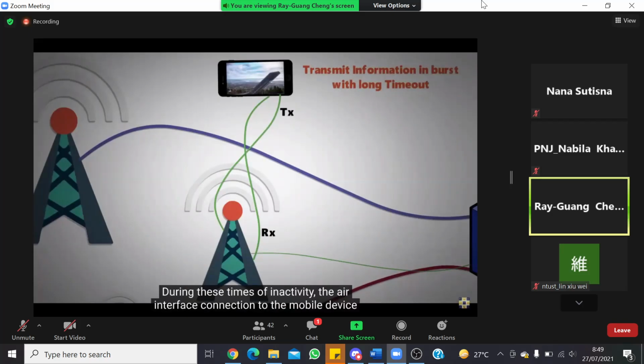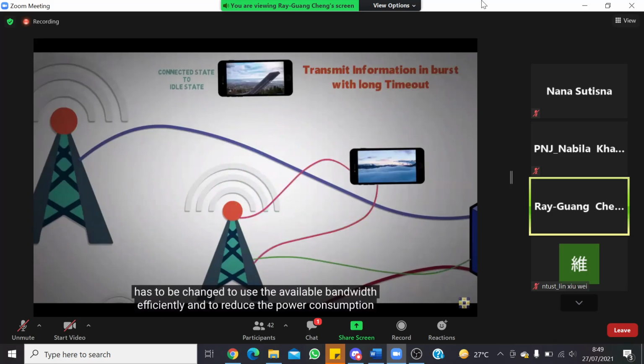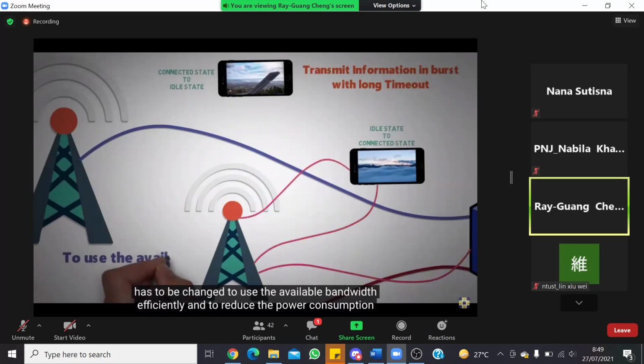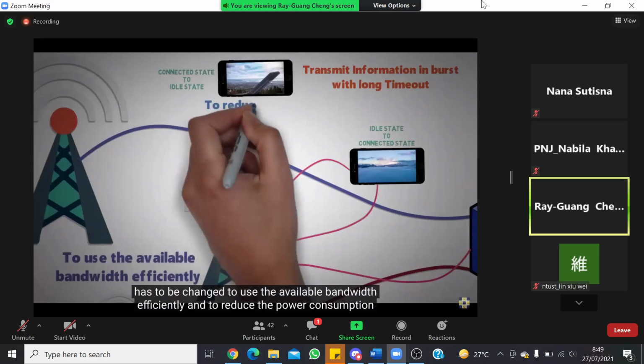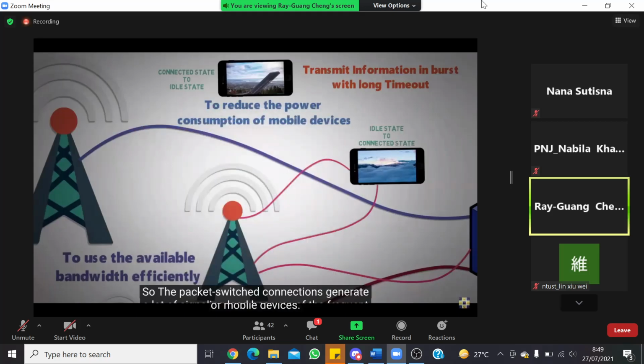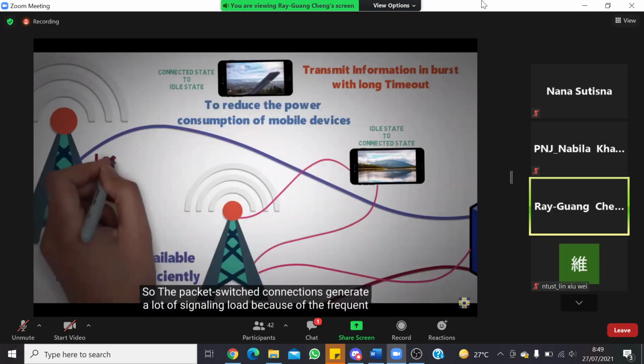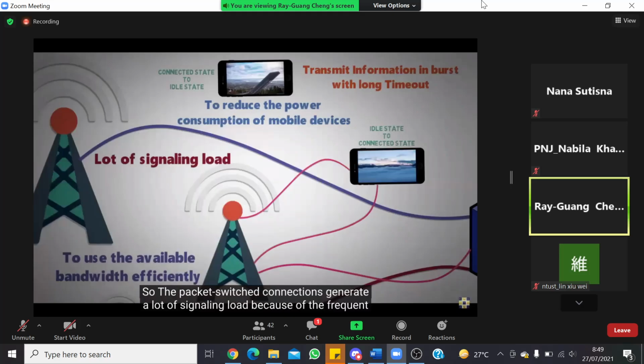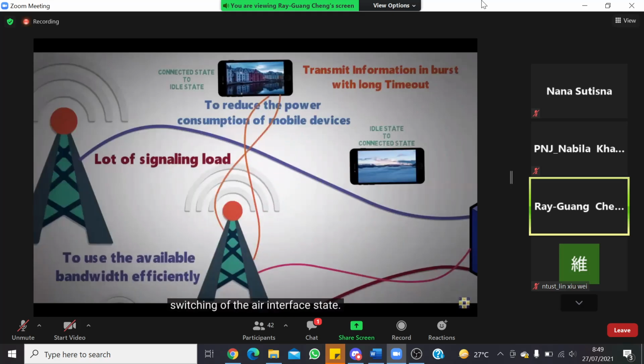During these times of inactivity, the air interface connection to the mobile devices has to be changed to use the available bandwidth efficiently and to reduce the power consumption of mobile devices. So, the packet switch connection generates a lot of signaling load because of the frequent switching of the air interface state.